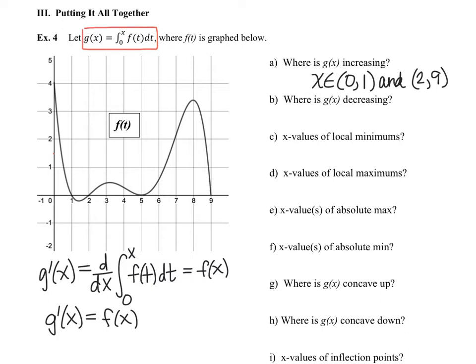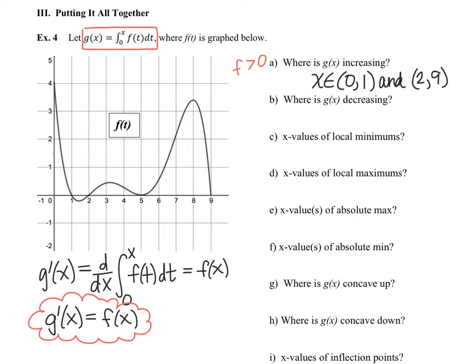So since the derivative of g is actually equal to f, and I'm going to put a bubble around this because this is pretty important, then we could say that g of x is going to increase when its derivative is positive. And since the derivative of g is f, then another way of answering this question is basically finding where is f greater than 0. That means I'm looking at the graph and I'm finding what part of the graph is above the x-axis. So if I were to just highlight here the parts of the graph above the x-axis, you'll see that those are the pieces of the graph from 0 to 1, as well as from 2 to 9.